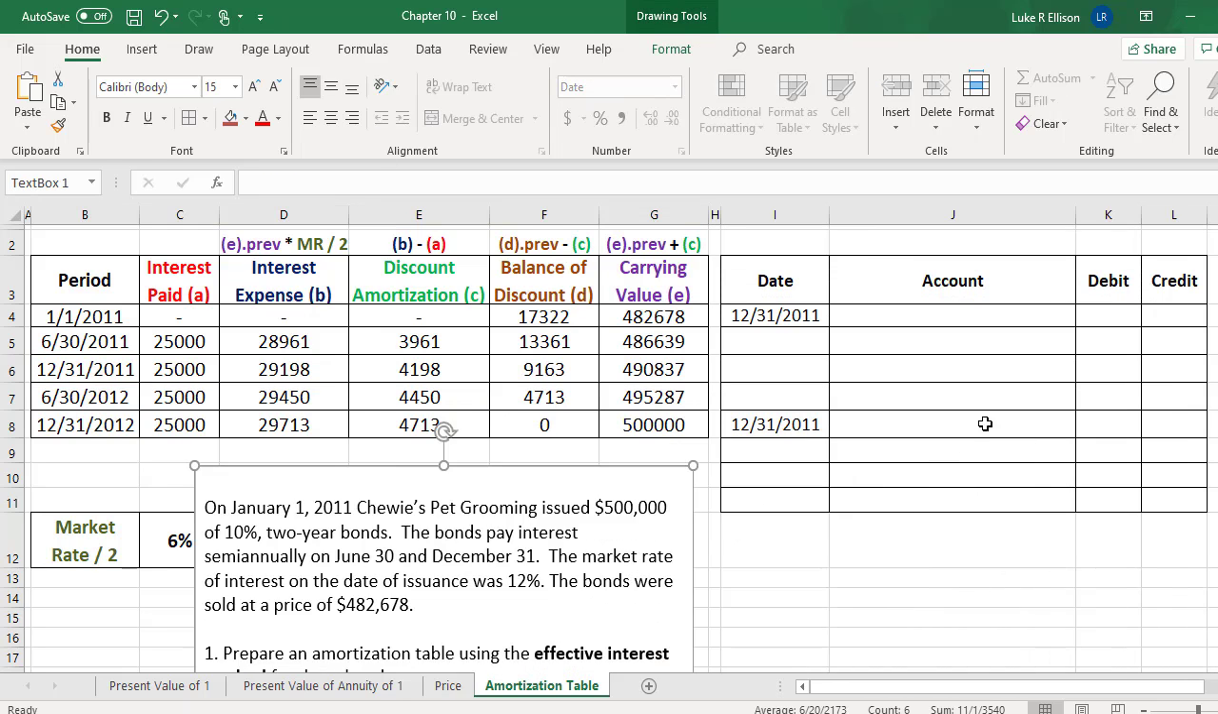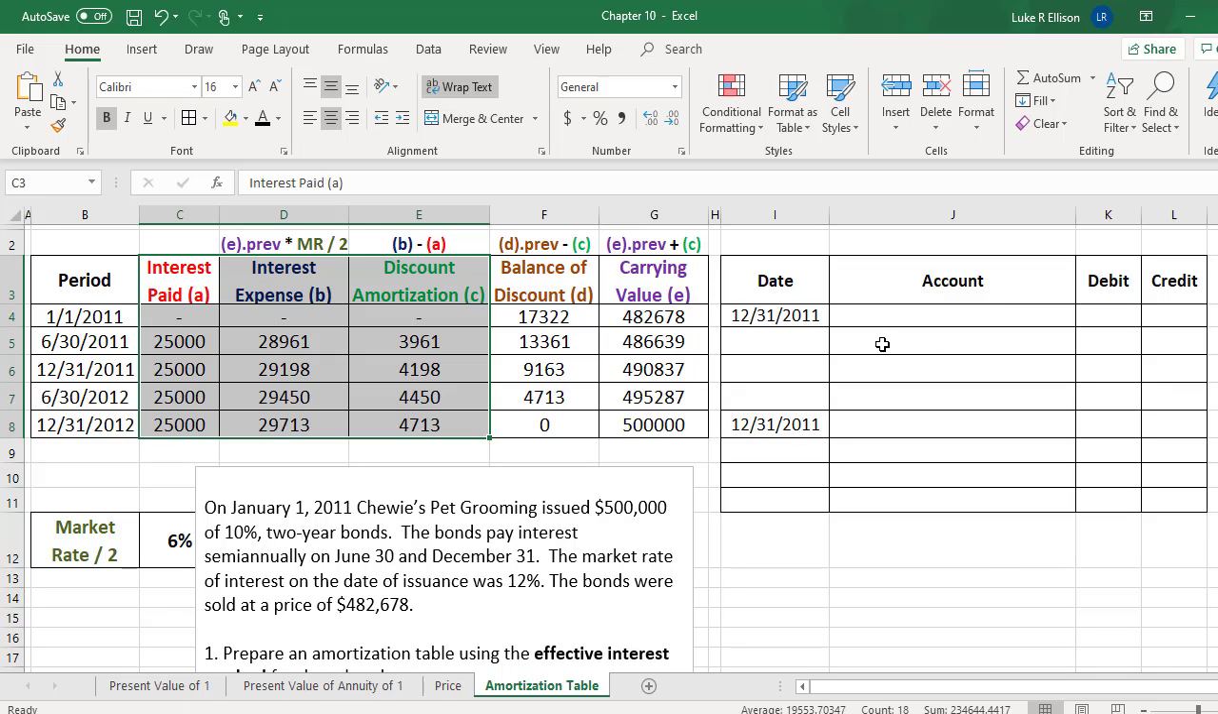So I have some journal paper hiding here, and we're going to use the first three columns of this table in order to help us complete this journal entry. So first we have the interest paid, which is $25,000. We have the interest expense, which is $29,198, and the discount amortization of $4,198. We're going to be using these three numbers in our journal entry.